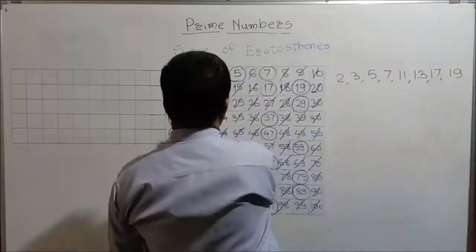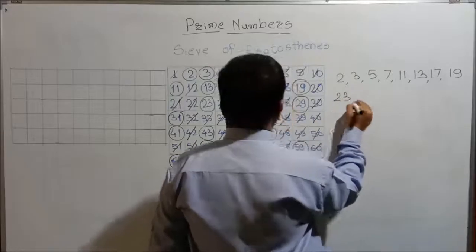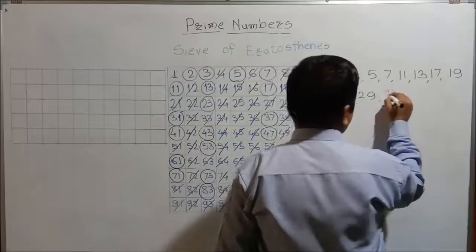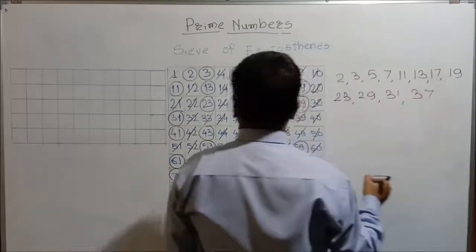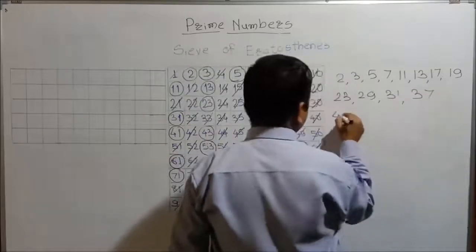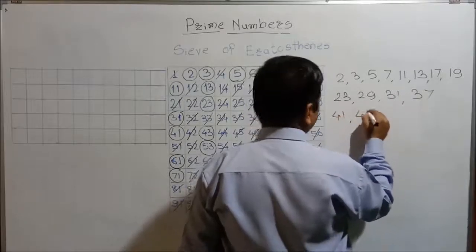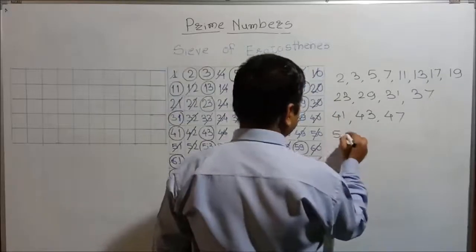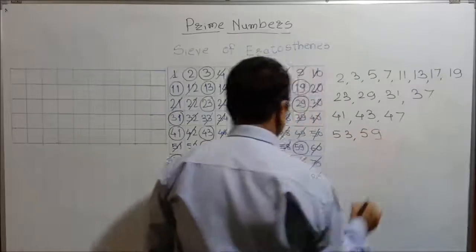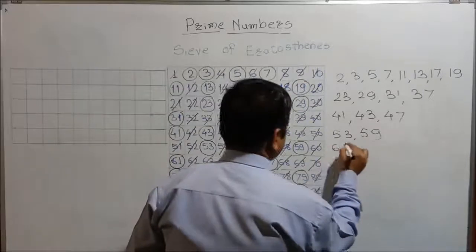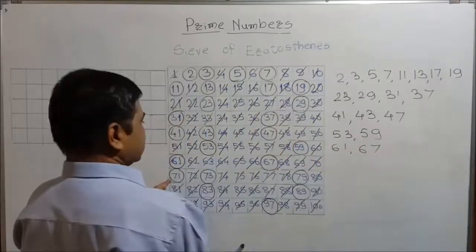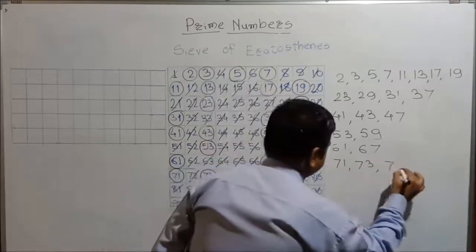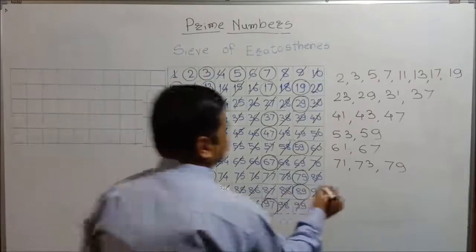After 19, we have 23, 29, 31, 37, and then 41, 43, and 47. Then we have 53 and 59. And then we have 61 and 67. Then 71, 73, and 79. And then we have 83, 89.